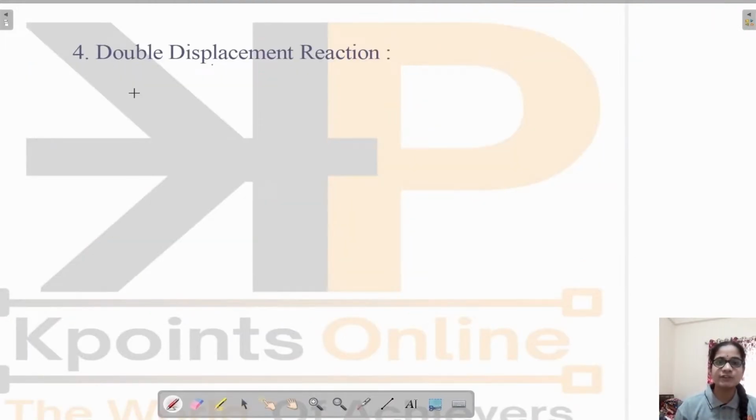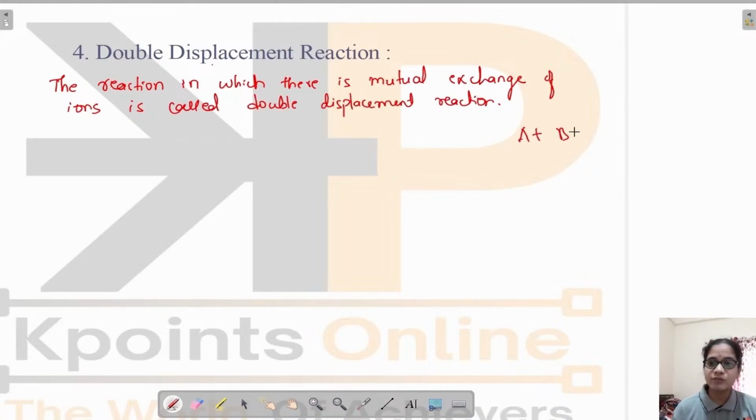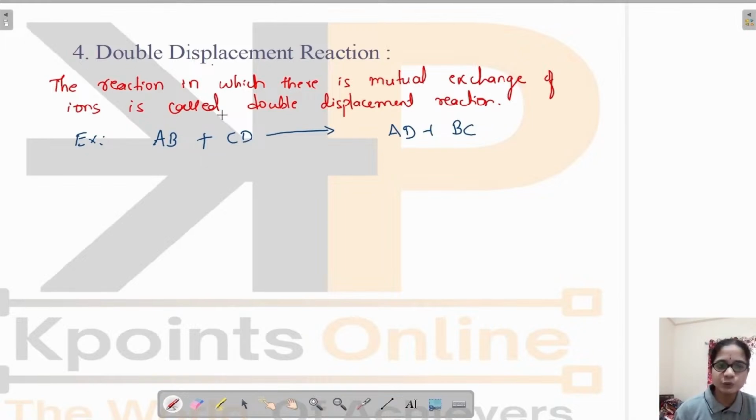Next is double displacement reaction. The reaction in which there is a mutual exchange of ions between the reactants is called double displacement reaction. See here, in the earlier case only one element was displacing another element. Okay, but here what happens, there is exchange of ions between the reactants. Like if it is AB plus CD, then it forms AD plus BC. Okay, there is mutual exchange of ions between these two reactants, which results in the formation of two different products.